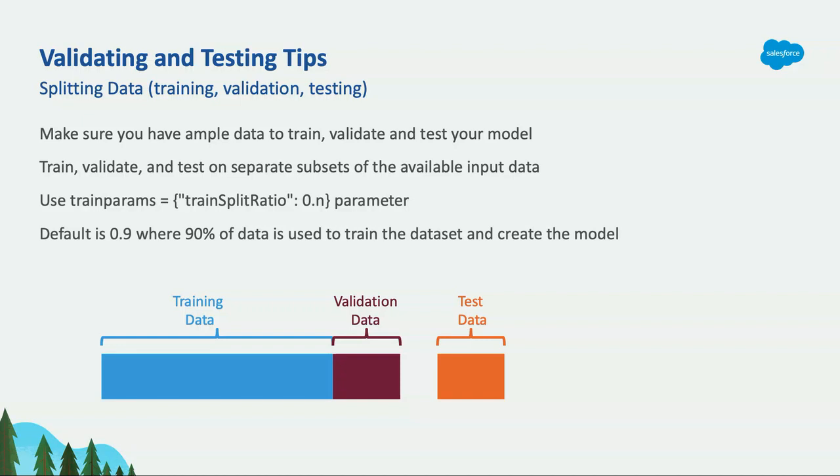So when I mentioned that Einstein splits the data for you, your initial data set, it's going to by default split it 90-10. So it's going to train on 90% of it, and use 10% of the data for testing. You can change that by changing the training parameters. If you want it to split 60-40, 70-30, or whatever that ratio happens to be, you can do that. But it's important that you know Einstein's doing that for you.